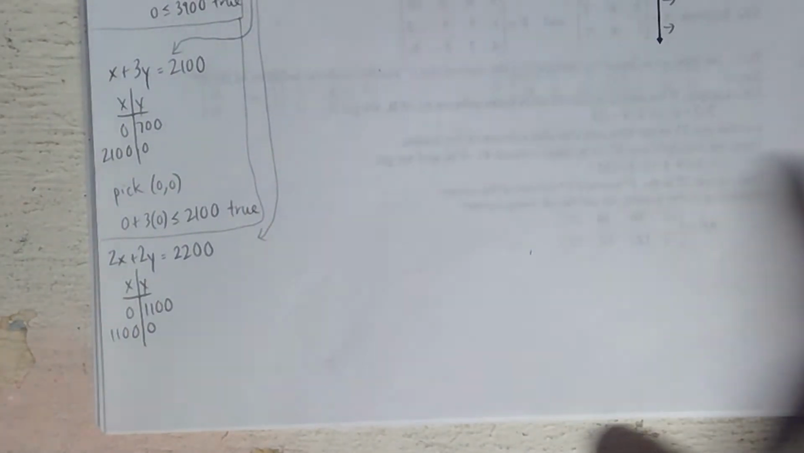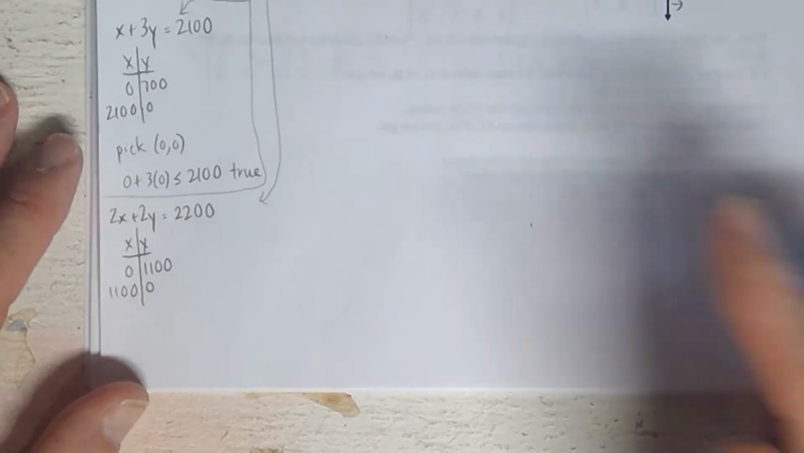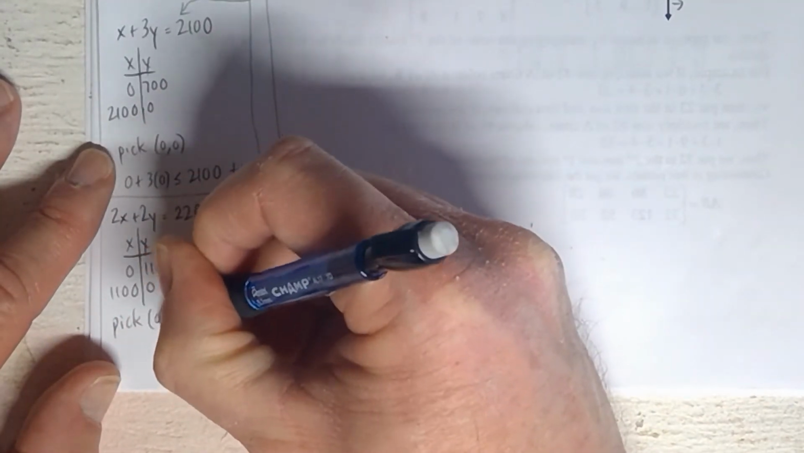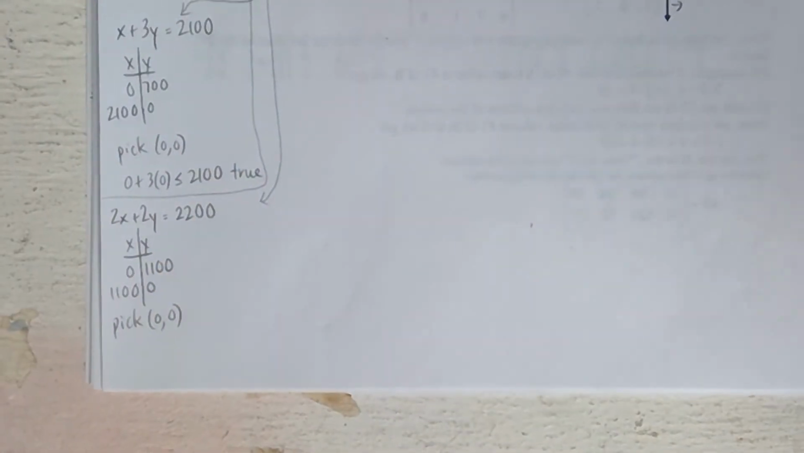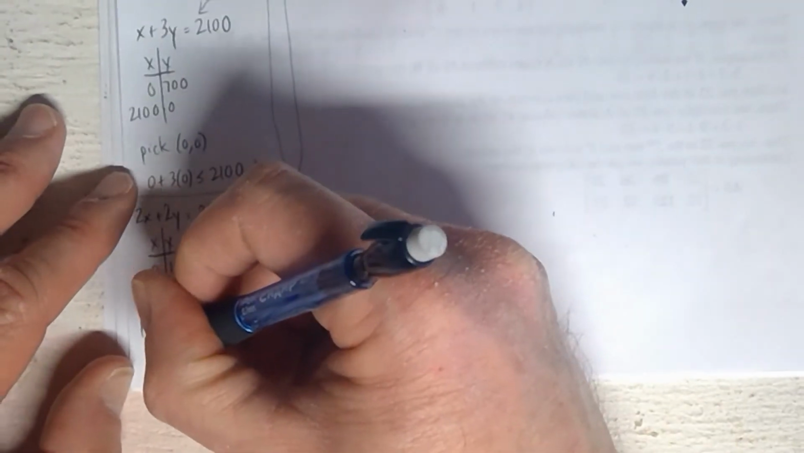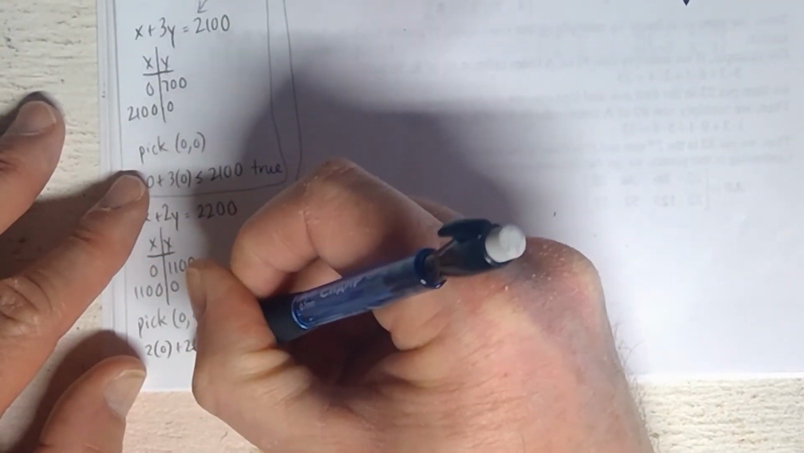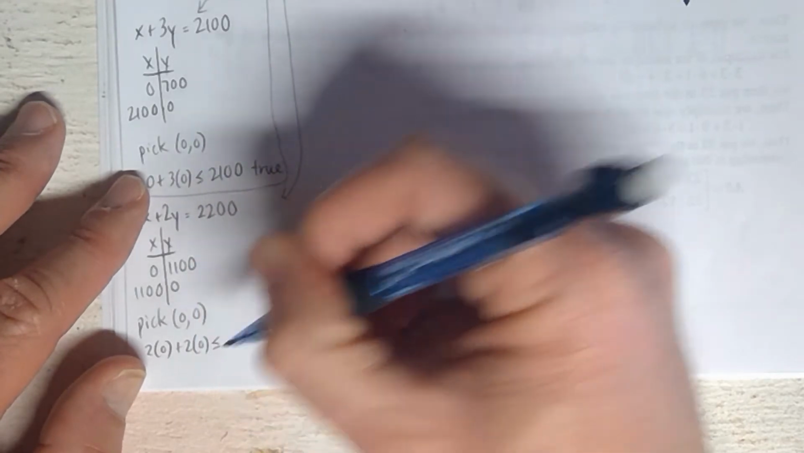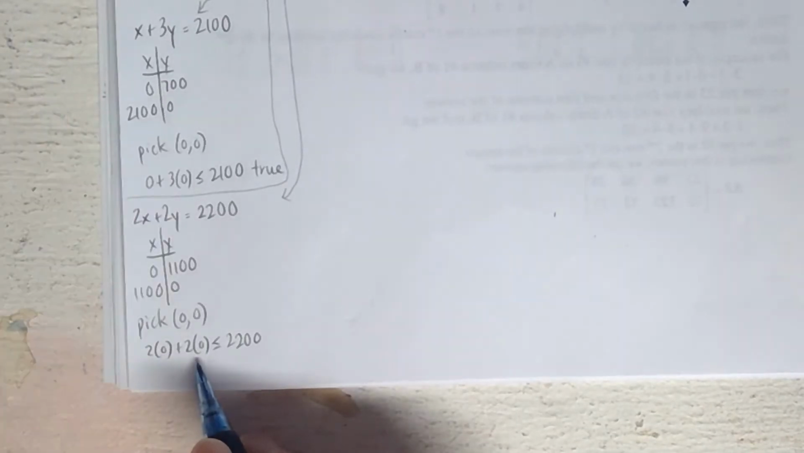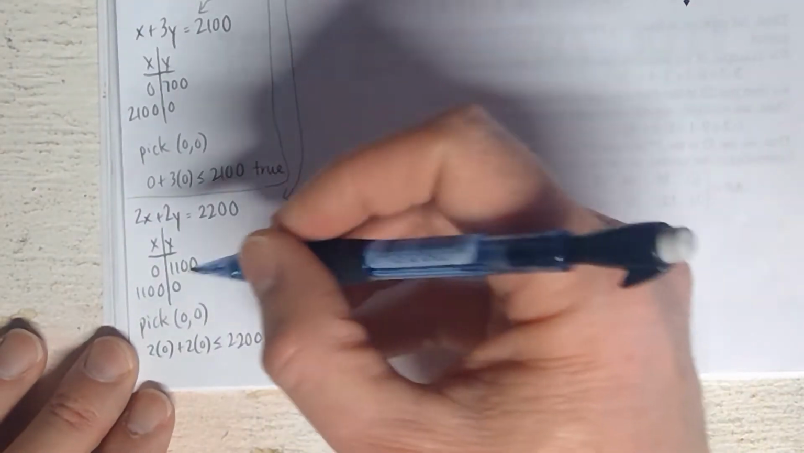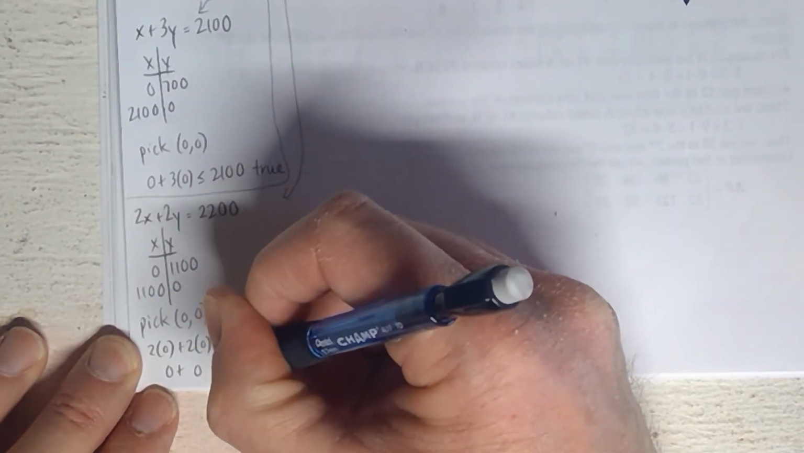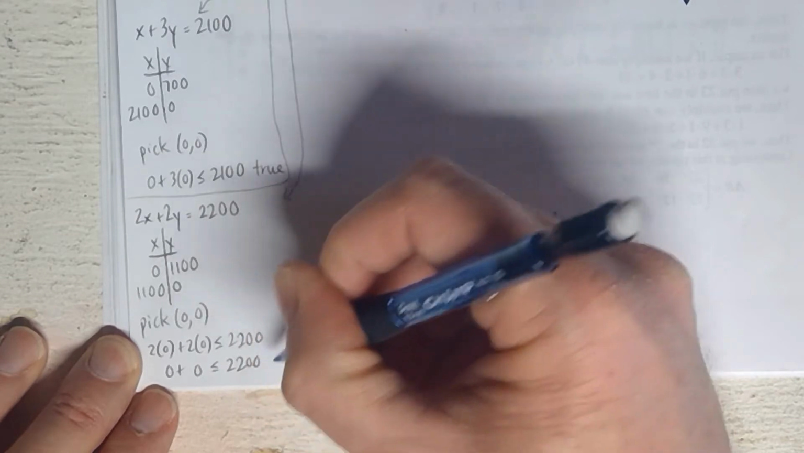Okay. Once again, this is not going to be a line that goes through 0, 0, so that means I can use 0, 0 as a way of figuring out where my shading is going to be. In other words, the arrows that I'm going to use to represent the shading. If I plug in 0, 0, just like before, it's going to be true because I get 0 plus 0, multiply before you add. 0 plus 0 is equal to 0, and 0 is less than or equal to 2200. That is true.